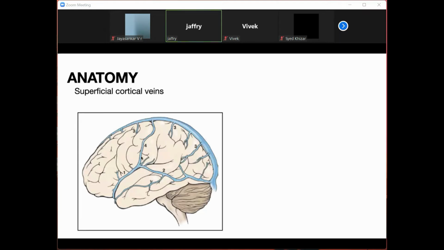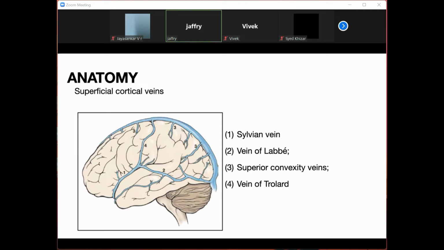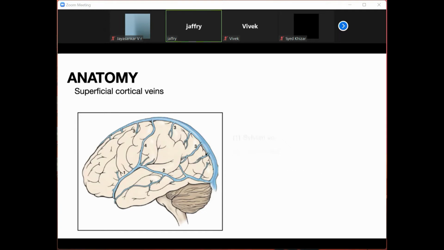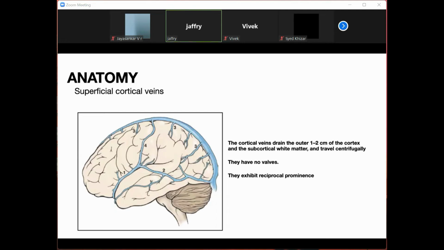This is the superficial cortical venous system. There is not much to discuss about this in terms of intervention. This is the Sylvian vein, vein of Labbé. Here we can see the vein of Labbé, the superior convexity veins, and the vein of Trolard. Usually, these cortical veins drain the outer 1 to 2 centimeters of the cortex and subcortical white matter. They have no valves. They exhibit reciprocal prominence, meaning if the left side cortical vein is prominent, the right side will be smaller. That is reciprocal prominence.